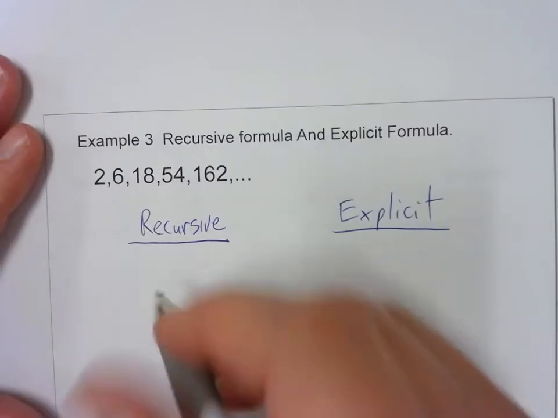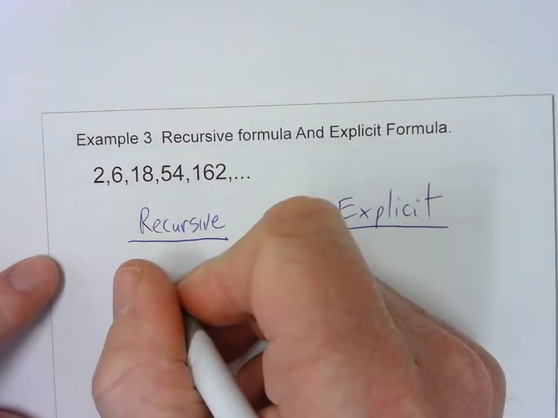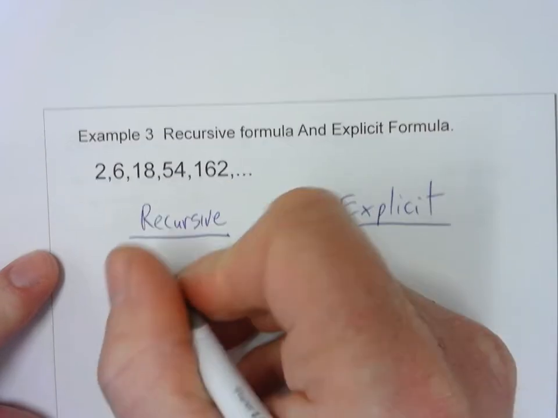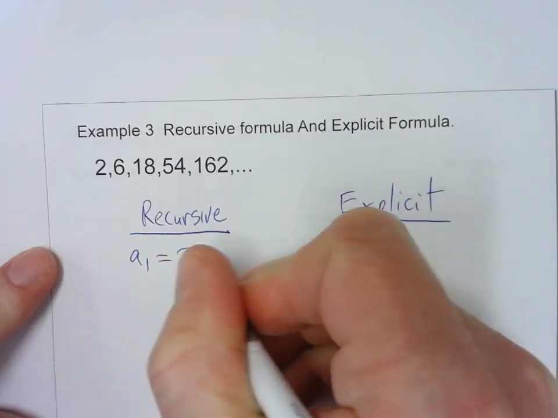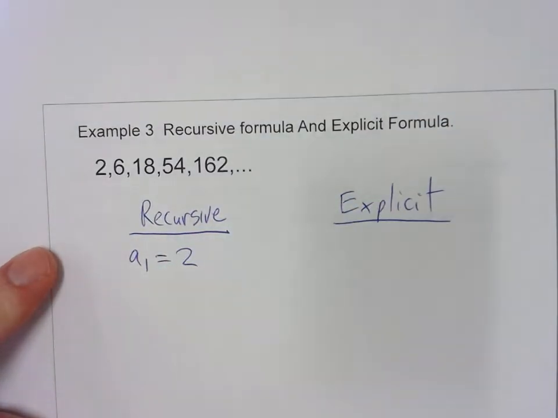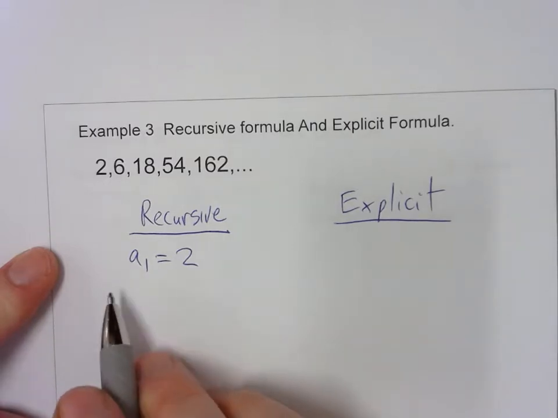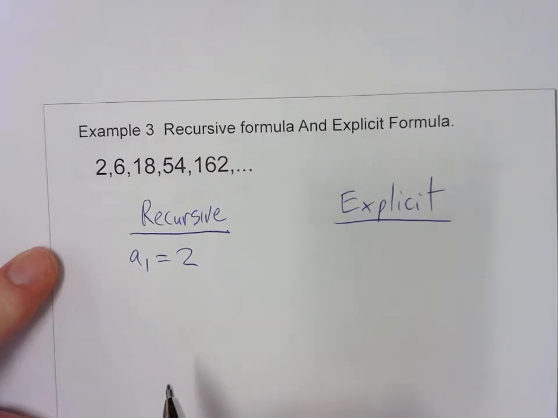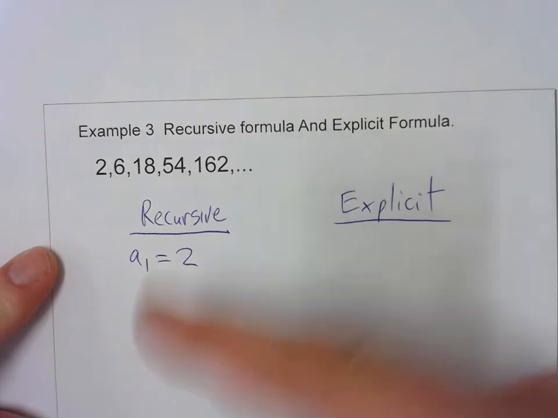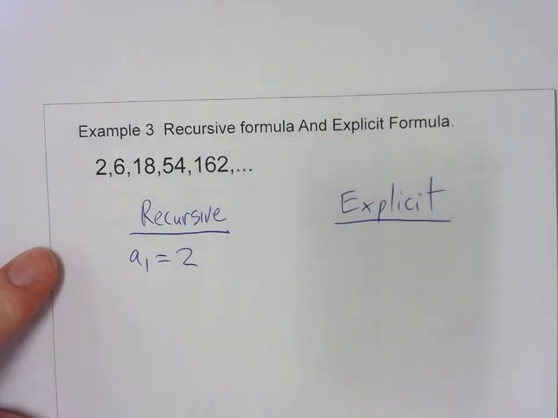Okay, so what we're going to do here is, for the recursive formula, you always have to say what the first term is. So we say A1 is equal to 2. You have to say what the first term is. You have to get it going. It's like putting a pile of snow at the top of a hill, and it rolls down the hill and makes a big snowball. You've got to start with something.